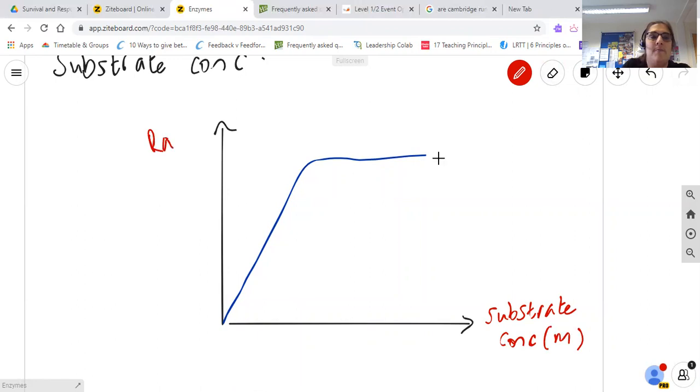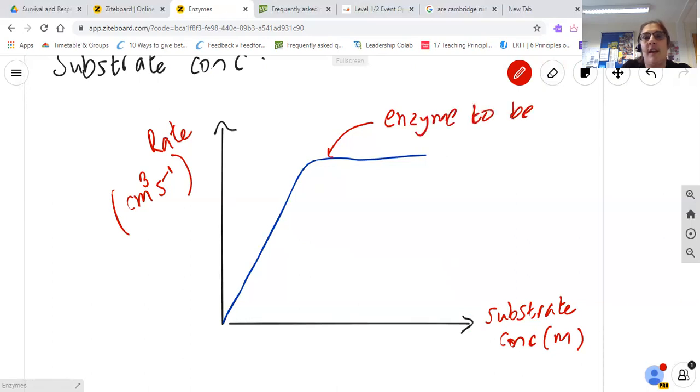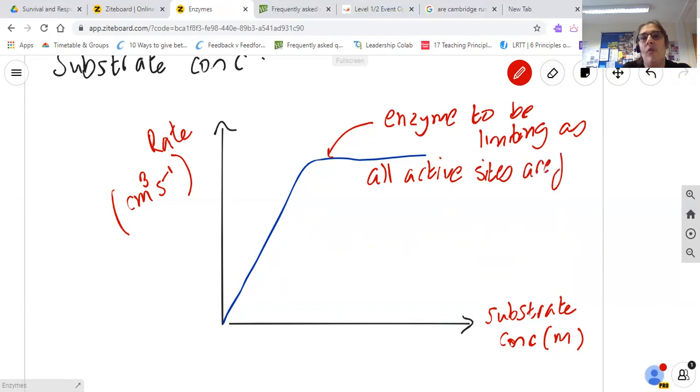And you measure the rate. And the beginning will be the same. So you've got more frequent collisions, more enzyme substrate complexes forming. You are much more likely in this for the enzyme to be limiting. And what's actually happening here is that all of the active sites are full. And so even if you add in more substrate, as all of the active sites are being used at once, no increased rate can happen. It will just stay at a constant rate all of the time.